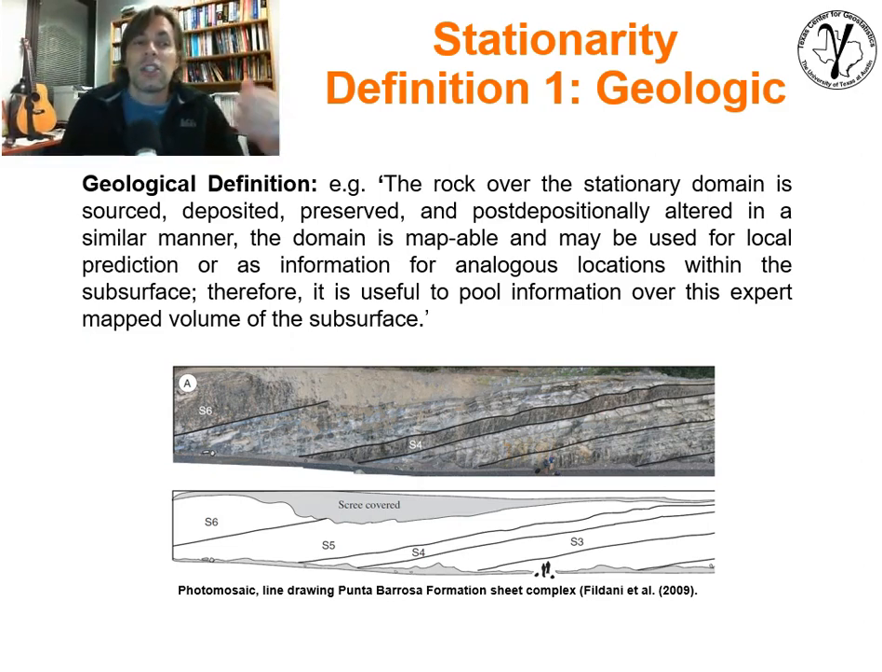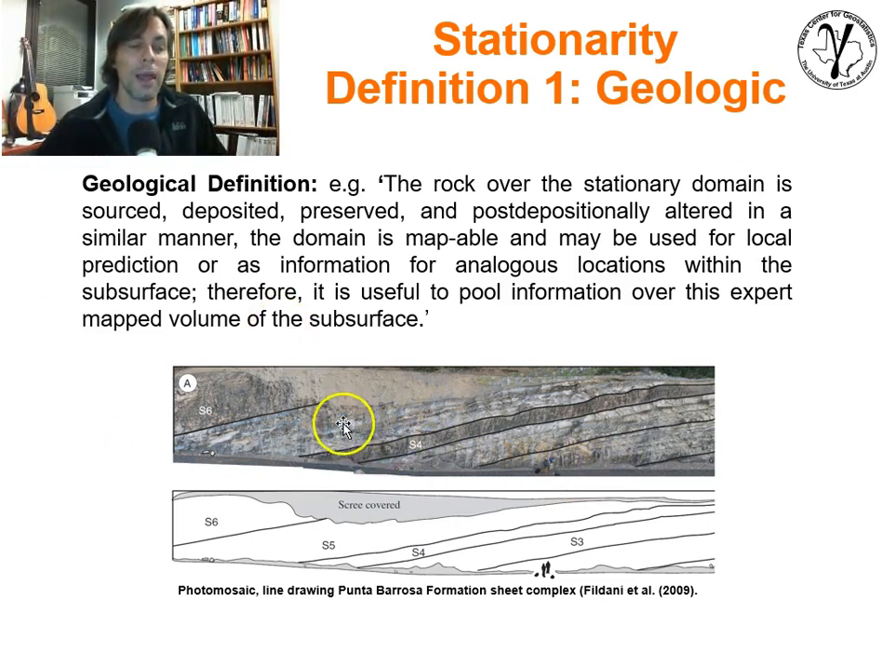The geologic definition of stationarity is that the rock over the stationary domain is sourced, comes from the same provenance, deposited, the sedimentary depositional processes are very much the same, preserved, the post-depositional diagenetic alterations are very similar, and that this domain, this part of the surface that I consider to be similar, is mappable and may be used for local prediction or as information for analogous locations within the subsurface. Therefore, it's useful to pool information over this expertly mapped volume of the subsurface. I think that's a very careful definition of stationarity, paying attention to the geologic context.